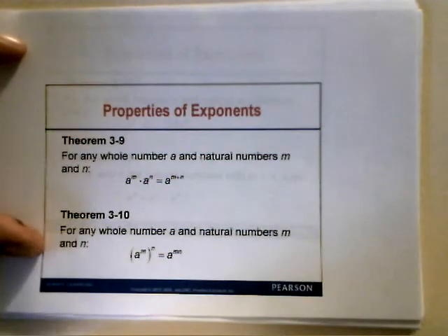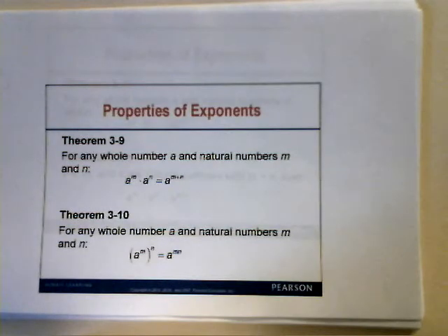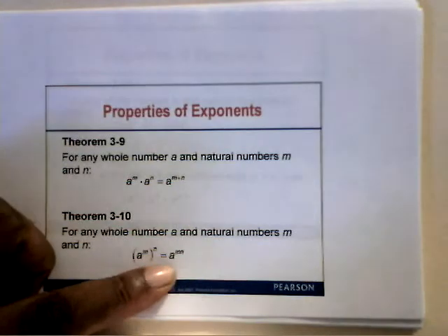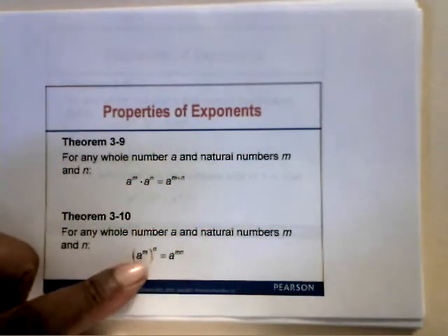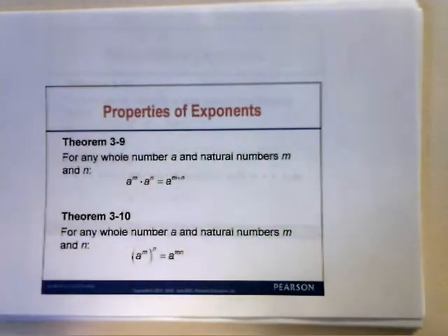Okay? And then theorem 3-10 is for any whole number a and natural numbers m and n, a to the m raised to the n is the same as a to the m times n. In other words, when you're raising a power to a power, you're going to bring over the base and multiply your exponents. And I'll write a couple of examples here.